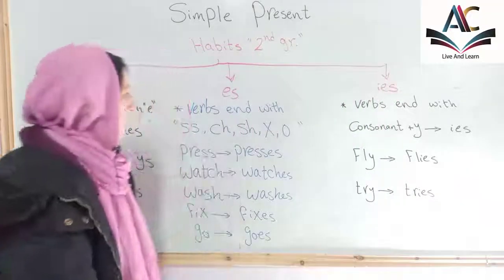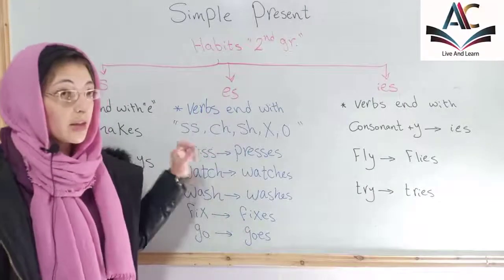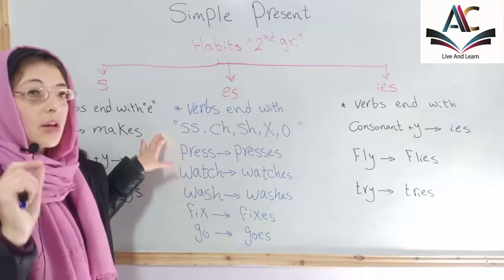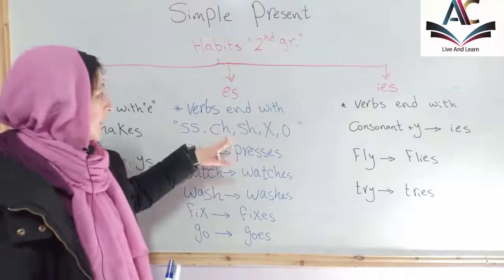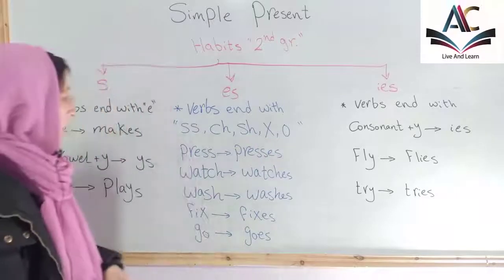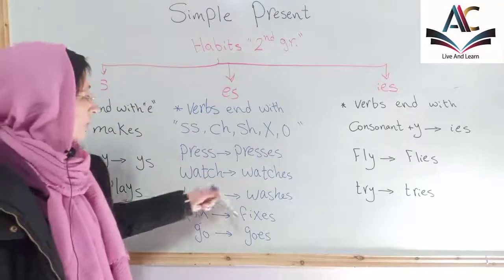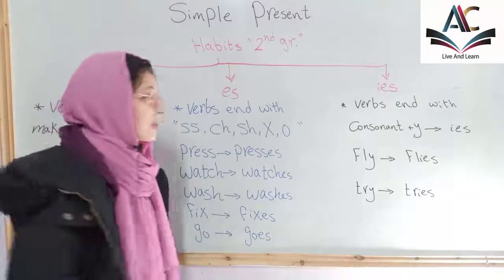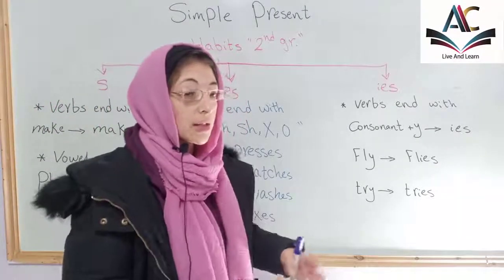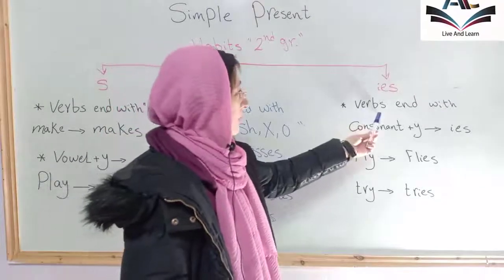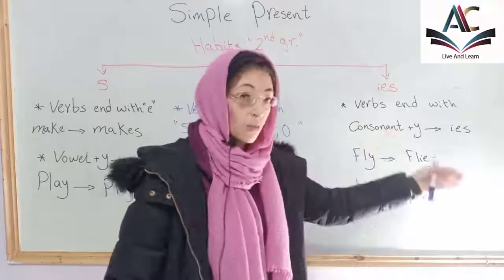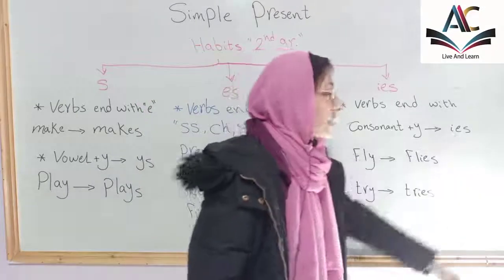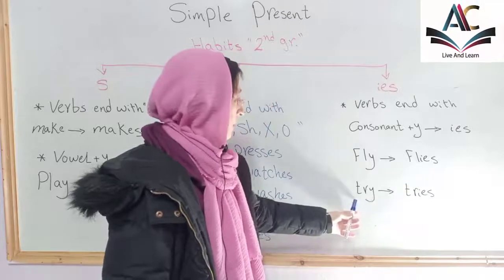Okay, so let's move to ES. This is pretty good. All you have to do is just add ES to any action verb ending with SS, CH, SH, X, and O, like press, presses, watch, watches, wash, washes, fax, faxes, go, and goes. Now, the last thing here is IES. Any action verb that ends with a consonant plus Y, all you have to do is omit the letter Y and write IES, like fly, flies, try, tries.